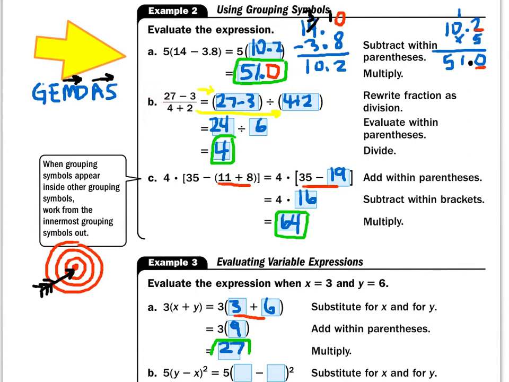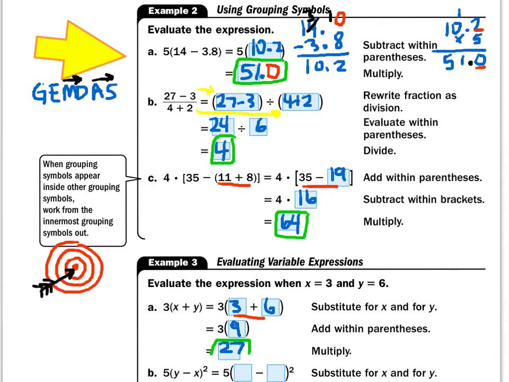This is 27 minus 3 over 4 plus 2. Now this fraction bar is actually a grouping symbol, and they're showing you here. We have to do what's in the numerator, the top, first. Then we're going to do what's in the denominator second, and the last thing we're going to do is divide. Okay, so they rewrote it for you. But 27 minus 3 would give me 24. And then 4 plus 2 gives me 6. And then 24 divided by 6 gives me 4.